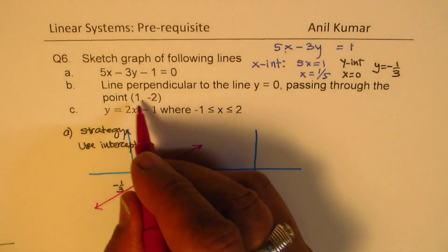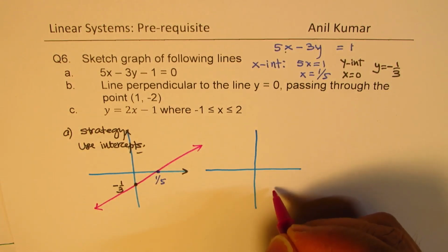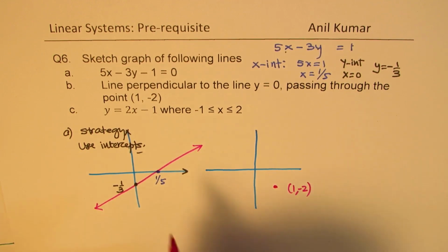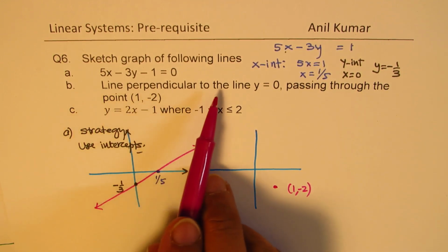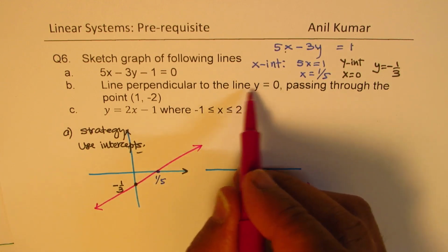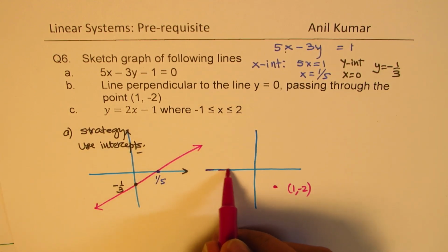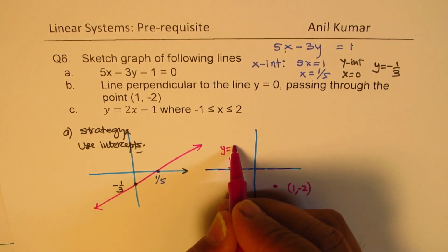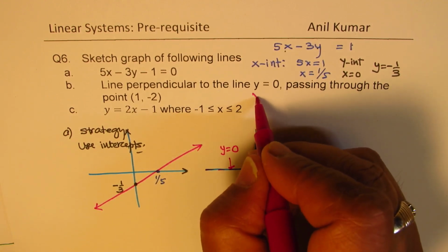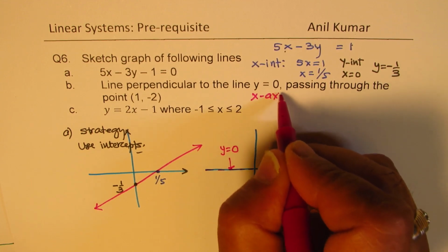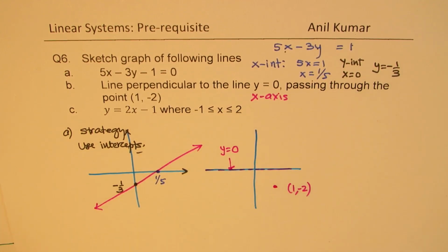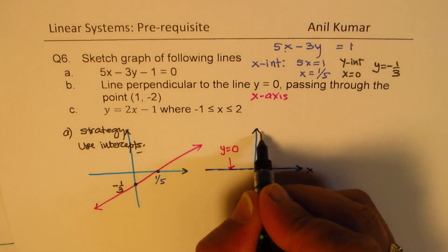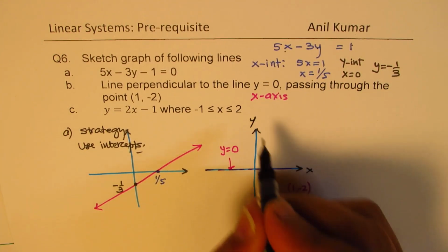So we have a point here, (1, -2), right? Let's say that is the point. Line perpendicular to y equals 0. Now which line is y equals 0? This line here is y equals 0, the x-axis. So y equals 0 is basically the x-axis. Every point on the x-axis has y equals 0, and that's how you get this equation. Is that clear to you?